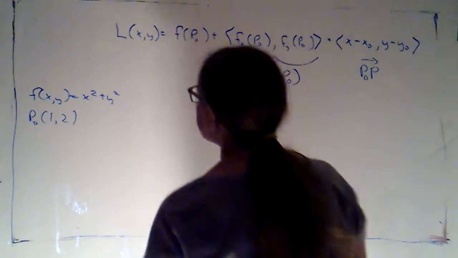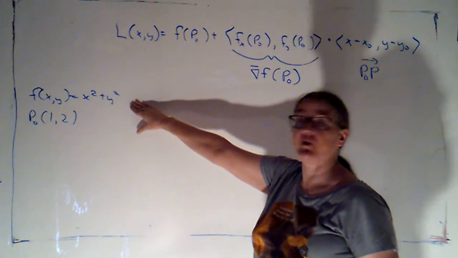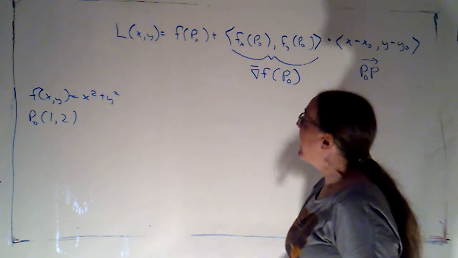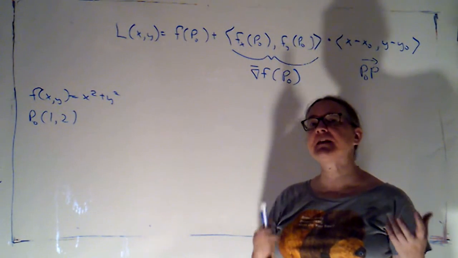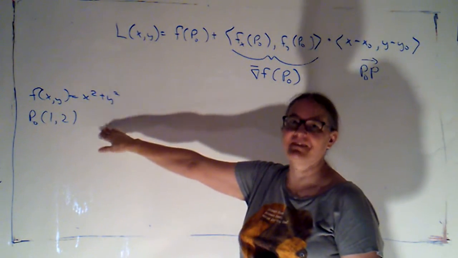Take a look at a specific function and a specific point. So I've got this function of two variables. It's my usual paraboloid. And I'm going to look at the point (1, 2). I want to prove from the definition that this function is differentiable at this point.